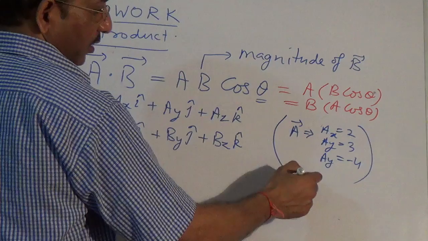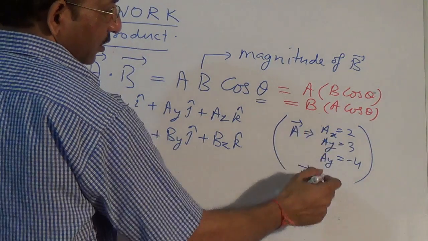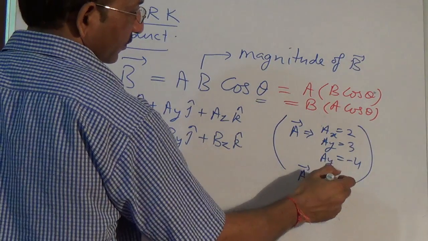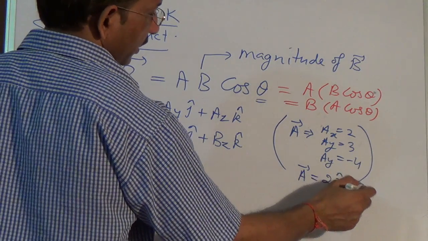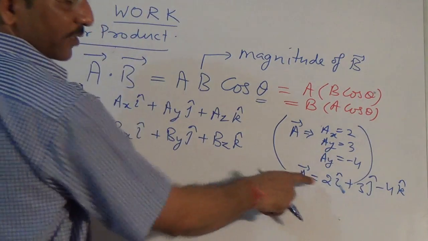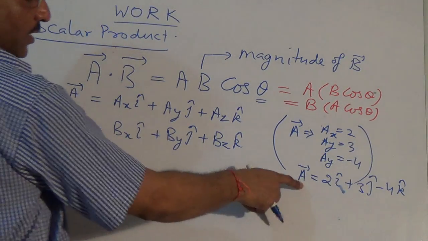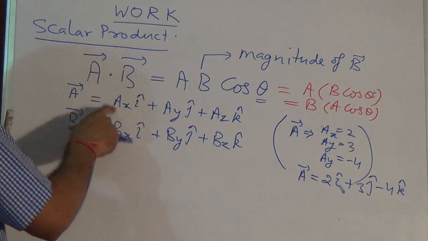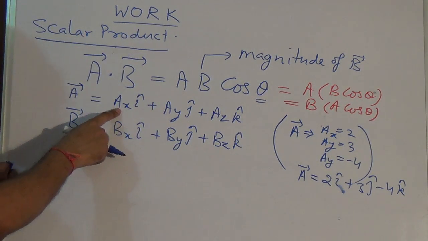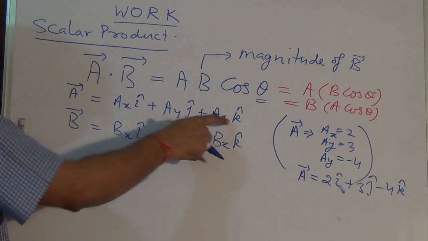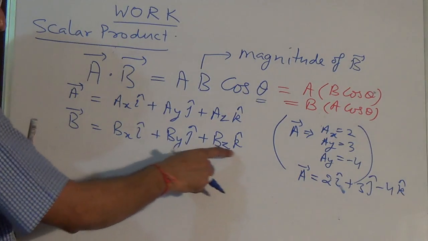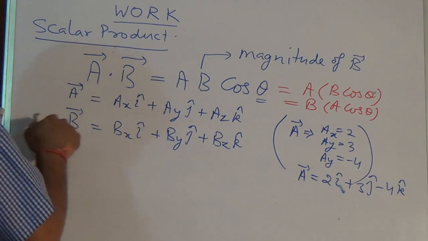So vector a becomes 2i plus 3j minus 4k. So this is the actual form of vector a, but in general, to develop the mathematics we are using vector a is equal to axi plus ayj plus azk. Vector b is equal to bxi plus byj plus bzk. So now the scalar product.